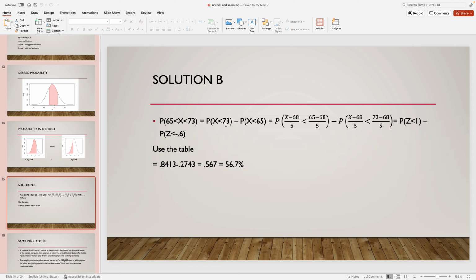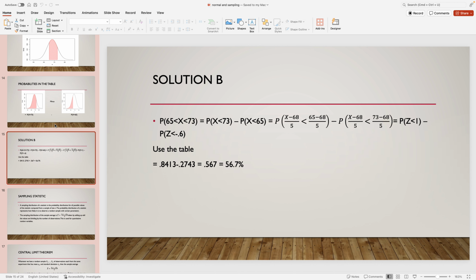Okay, so if we want to calculate this probability, we're going to get that it's less than 73 minus less than 65. We calculate the z-scores of each. We wind up with calculating the probability that a standard normal is less than 1 via the z-score, minus the probability the z-score is less than minus 0.6. We can look up these two values in the table and get via subtraction that this is about 56% of men in this demographic.